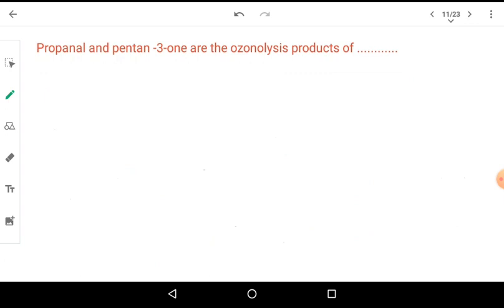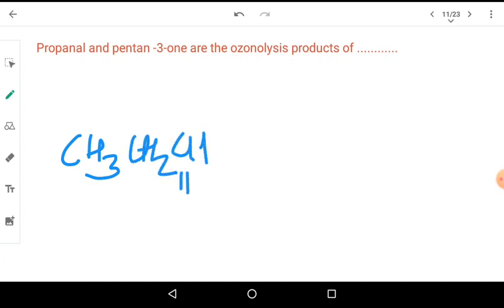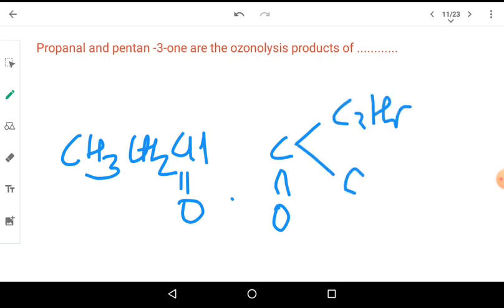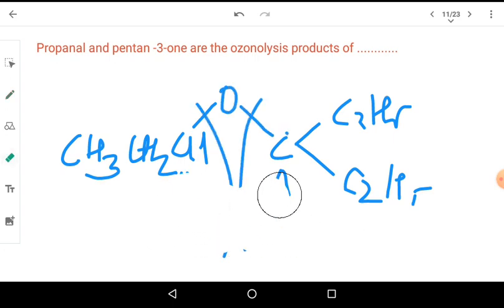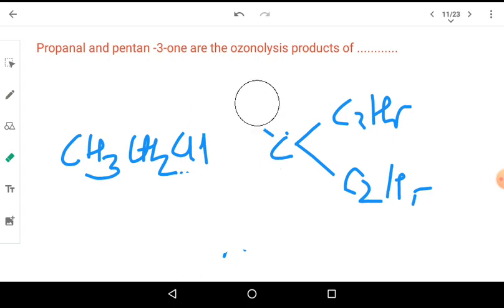Propanal and pentan-3-one are the ozonolysis products of an alkene. So it is going to be CH3CH2CHO, and we have pentan-3-one, so we have C double bond O, C2H5 and C2H5. Create the ozonide, break the bonds, remove the oxygens, and now create the bridges. So this is the compound that we're getting.